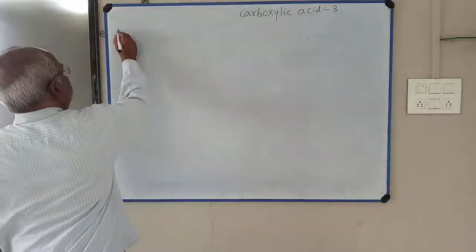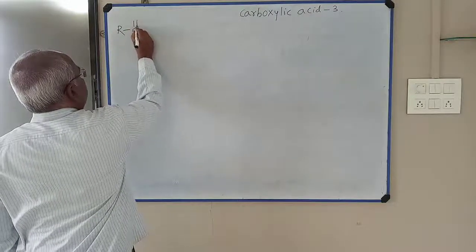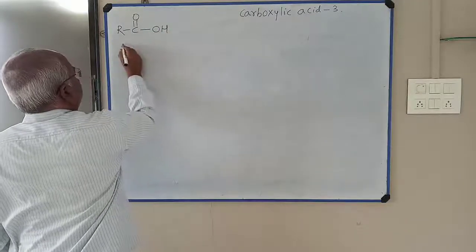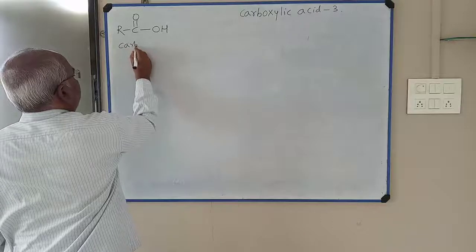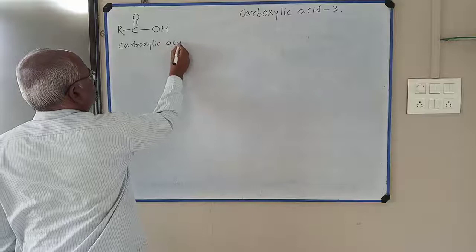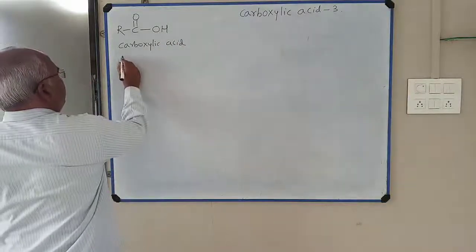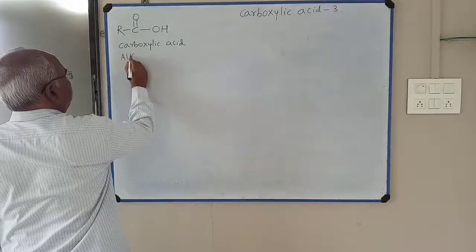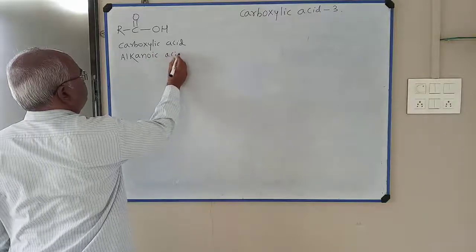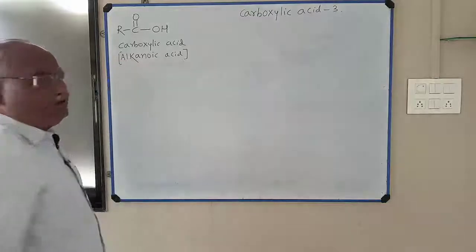I write here R single bond C double bond O, OH. This is carboxylic acid. Its IUPAC name is alkanoic acid. It is a derivative of alkane.